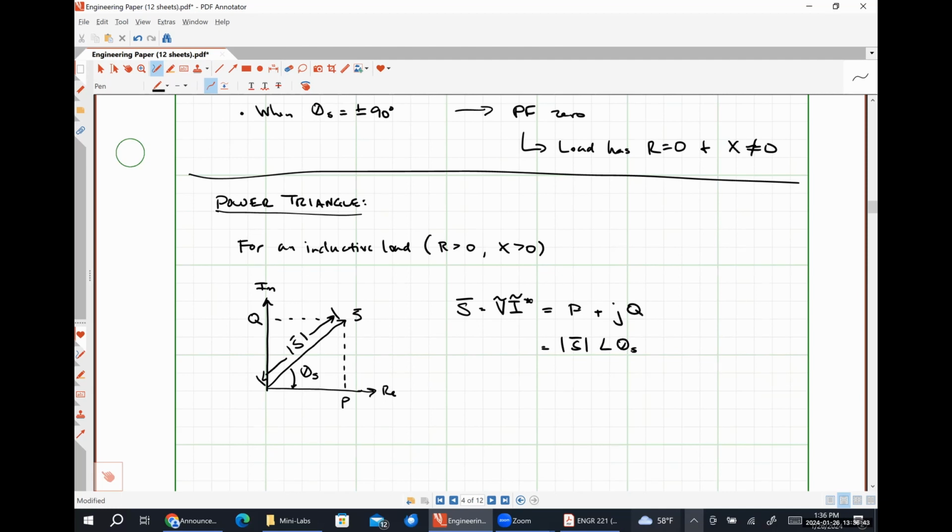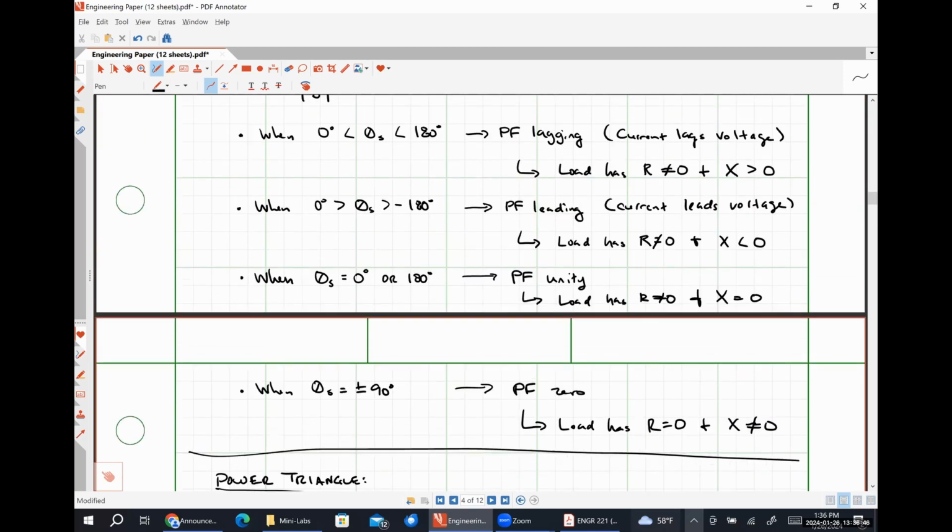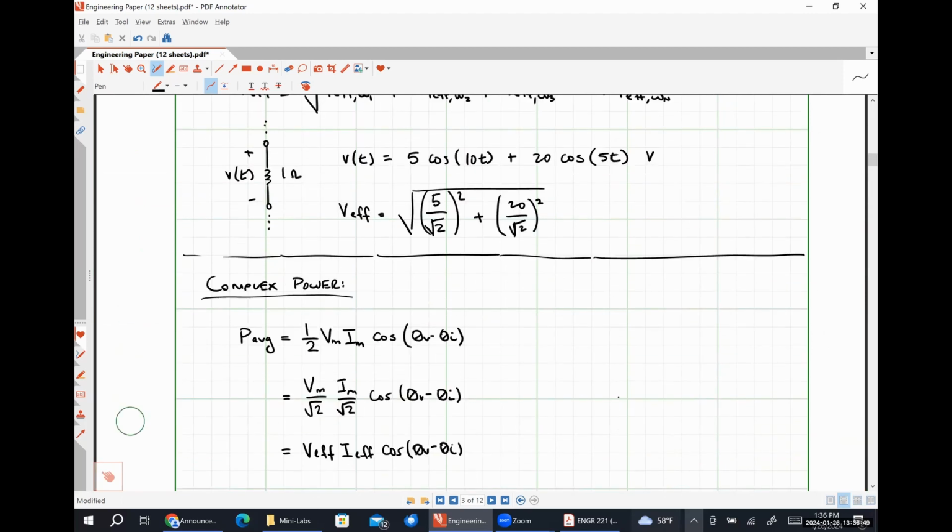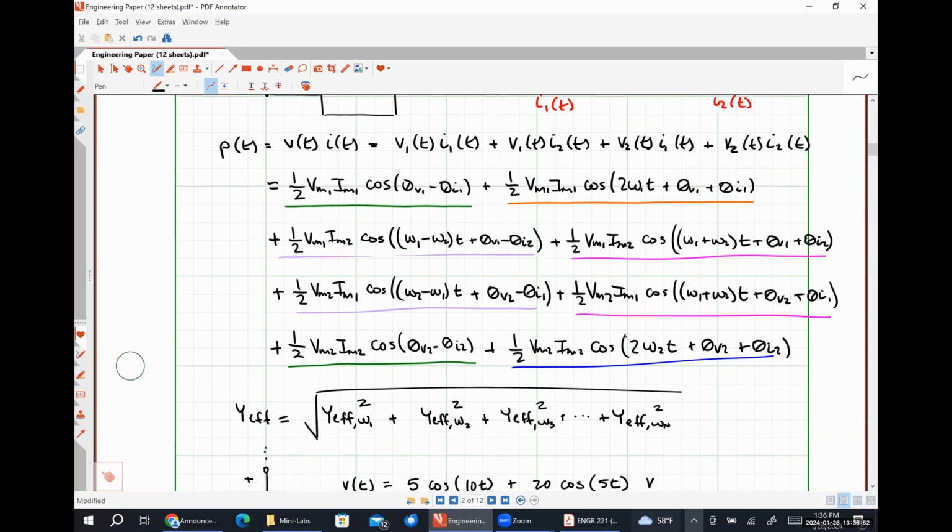Yes, sir. Can you scroll back up to that long equation we did that had like 8 different parts where you underlined everything? Sure. Can you explain what each color means? Sure. Absolutely. So the ones that I've underlined in green are DC, because VM1, IM1, theta V1, and theta I1, those are all constants. So the ones that I have underlined in green are literally just DC terms. The one that I underlined in orange is oscillating at a frequency of twice omega 1. The one that I underlined in blue is oscillating at a frequency of twice omega 2.